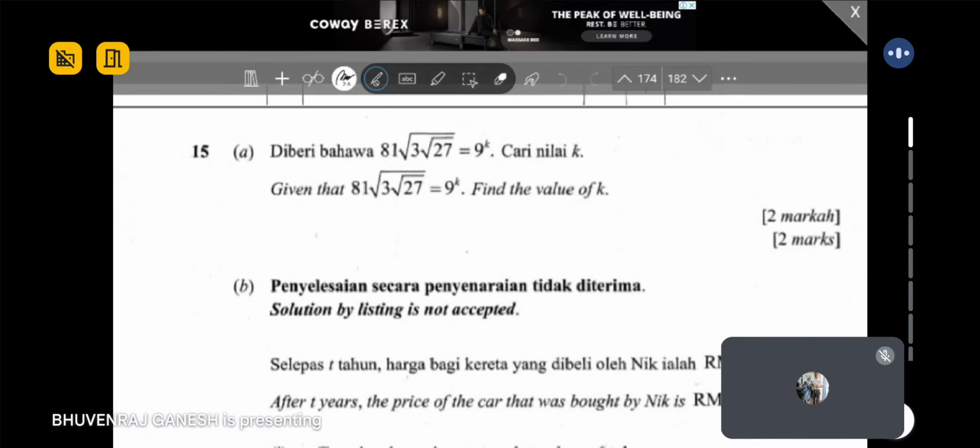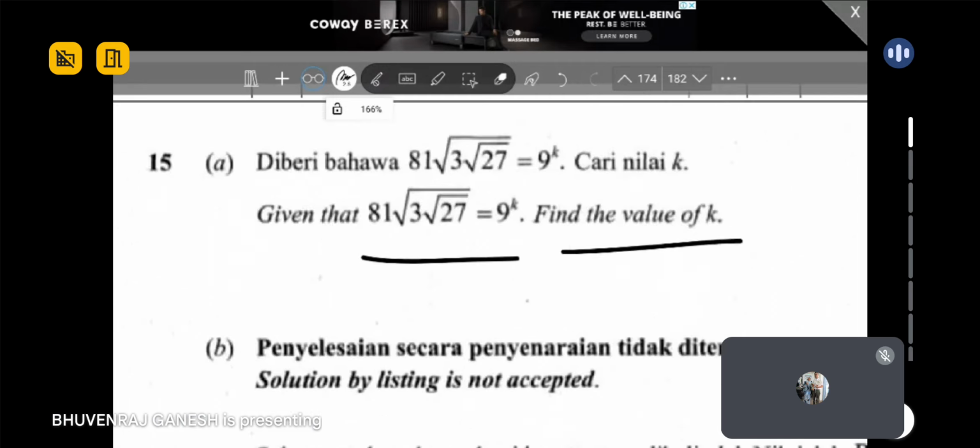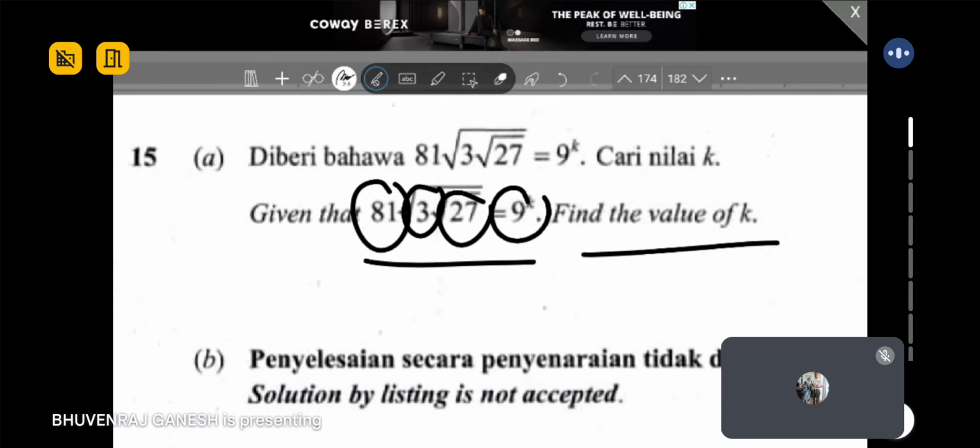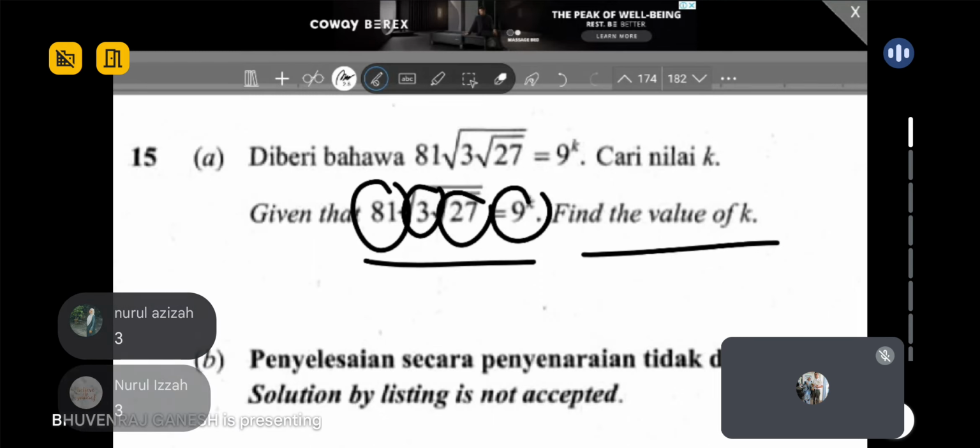Okay, so this one, they ask you to find the value of K, guys. So first step, what do you see over here? What is the main thing you notice over here that you can change? Yes, that's it. Okay, guys. So can you see all these numbers over here? 81, 3, 27, 9. We can change all of these to base what, guys? May I know? They all have a common base.